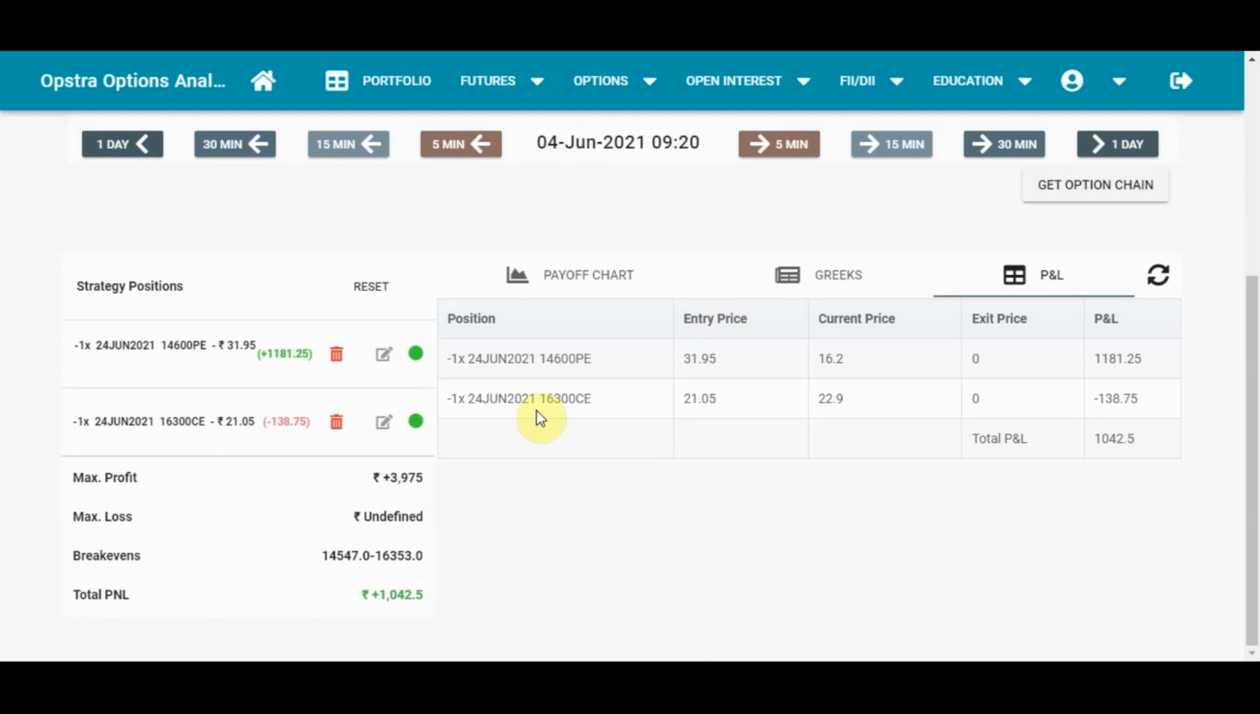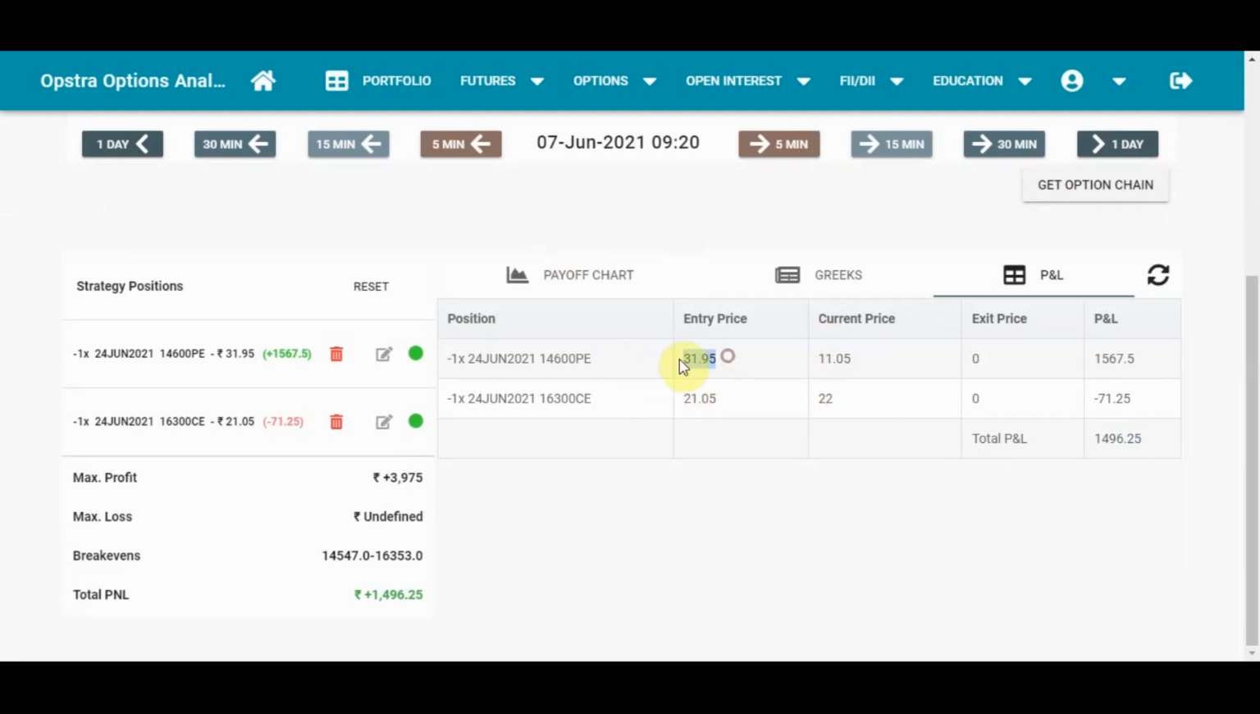So it's 4th June, and as we can see, the call is trading at the same price and the put has fallen. So approximately on 7th June, the put has fallen significantly and the call is still trading at 22 rupees and we are in good profit. This is the power of theta decay and a bullish view worked out well.